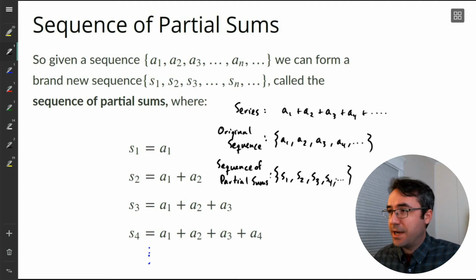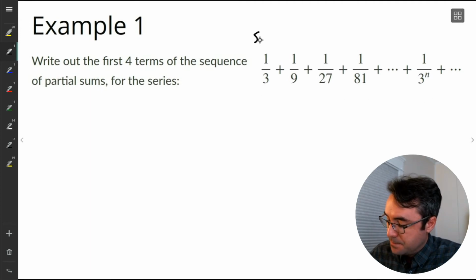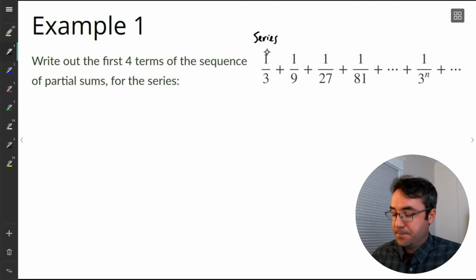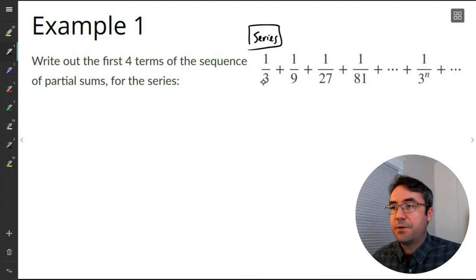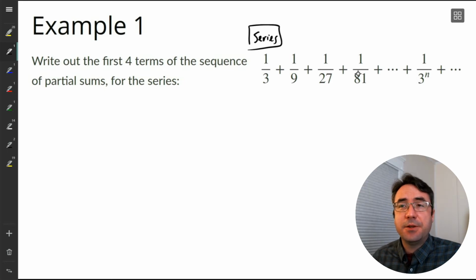All right, so let's try a couple examples. Example 1. We're given this series: 1/3 plus 1/9 plus 1/27 plus 1/81 and so on, where the nth general term is 1 over 3 to the n, and we keep adding. This is an infinite series. And what we want to do in this example is write out the first 4 terms of the sequence of partial sums for this series.